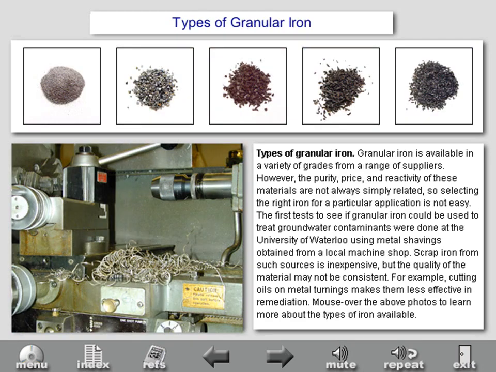Most of the iron used for groundwater remediation is made with recycled waste from machining or manufacturing operations. This material is produced mainly for conditioning concrete, but some suppliers of granular scrap iron are beginning to develop materials that are optimized for use in iron PRBs. Some of the most important types of granular iron are shown here.